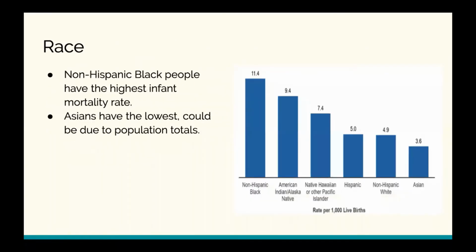Race. As you can see in the chart to the right, non-Hispanic Blacks have the highest infant mortality rate, while non-Hispanic whites and Asians have the lowest rates. This difference between the 2 extremes is shockingly large. By increasing our awareness, then we can figure out what other factors play a role into this.